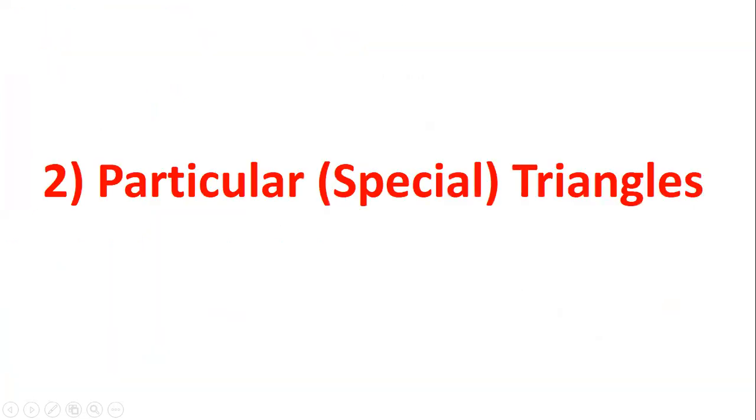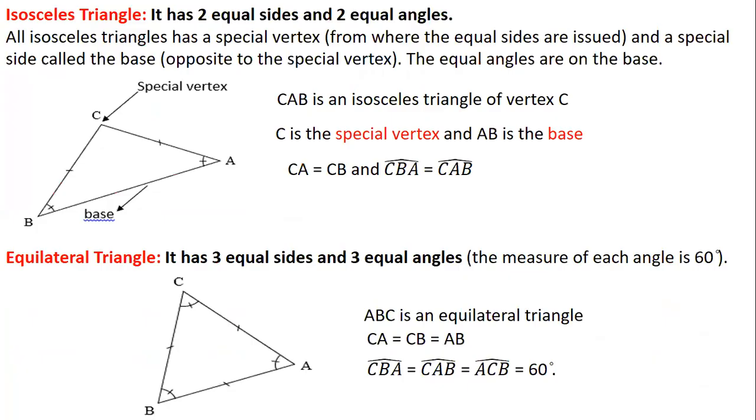Now, what are the particular or special kinds of triangles? The first special kind of triangle is called the isosceles triangle. Also, we should study this definition. Which triangle do we call isosceles? It has 2 equal sides and 2 equal angles. All isosceles triangles have a special vertex. Why is it a special vertex? It is where the equal sides are issued from, and a special side called the base. The base is opposite to the special vertex.